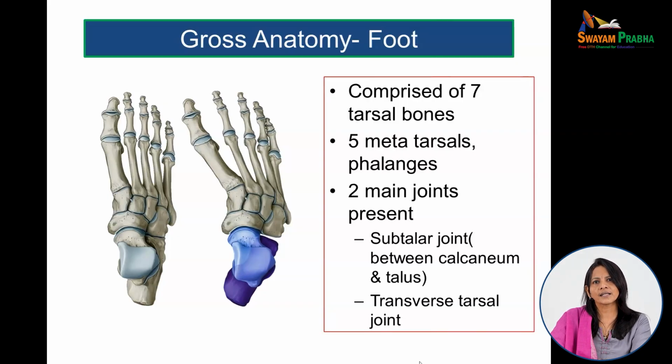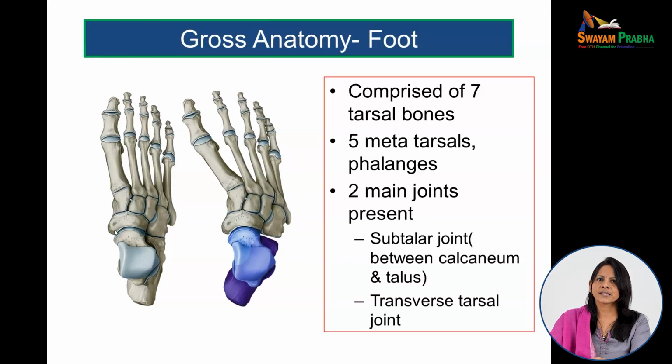Of the 7 tarsal bones, the talus is placed over the calcaneus. The calcaneus is shown in purple and the talus is shown in blue. These are the 2 main bones where the talocalcaneal joint or subtalar joint is present. This subtalar joint is one of the important joints in the foot that is responsible for inversion and eversion of the foot. So, when this is compromised, the inversion and eversion action is compromised.